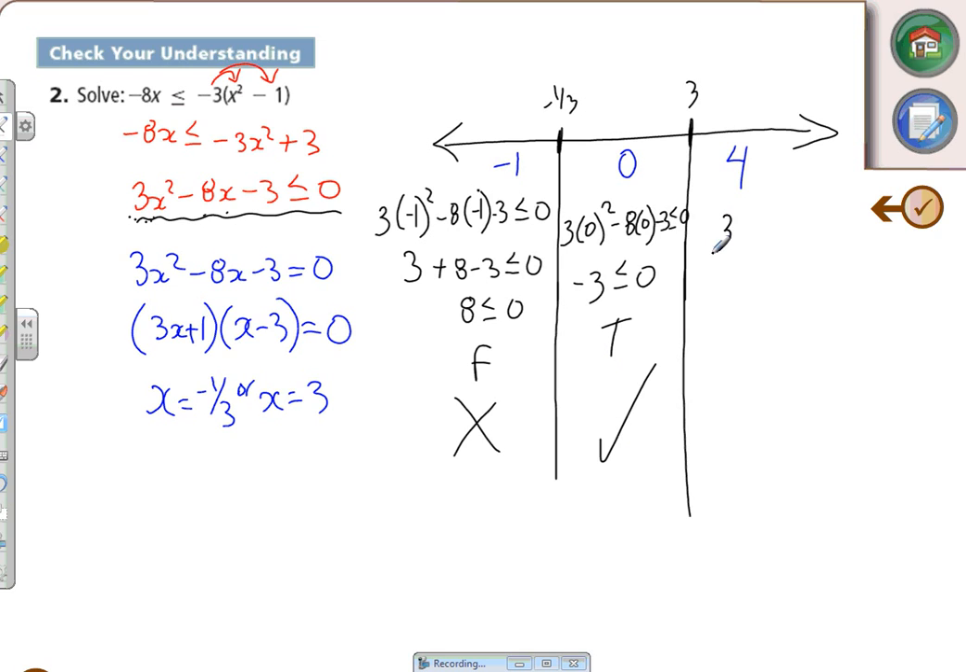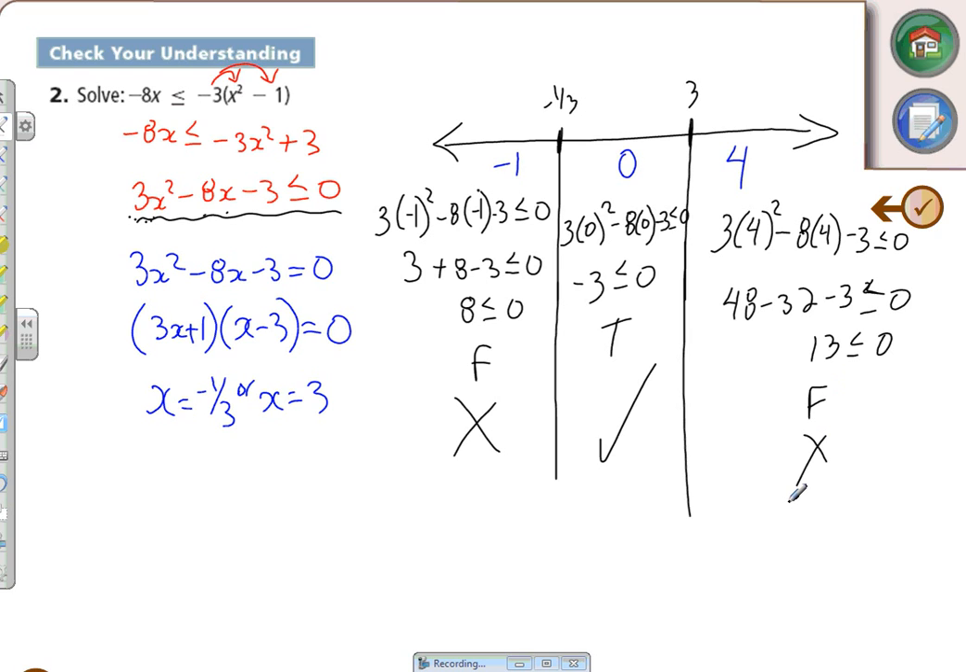And then just check the last one. 3 times 4 squared minus 8 times 4 minus 3. Is that less than or equal to 0? 4 squared is 16. So we got 16 times the 3, which gives us 48. Minus the 32 minus the 3, is that less than or equal to 0? 48 minus 32 gives us 16 minus 3, 13. And we know that's not true. So that's a false. So that's not part of our solution set.